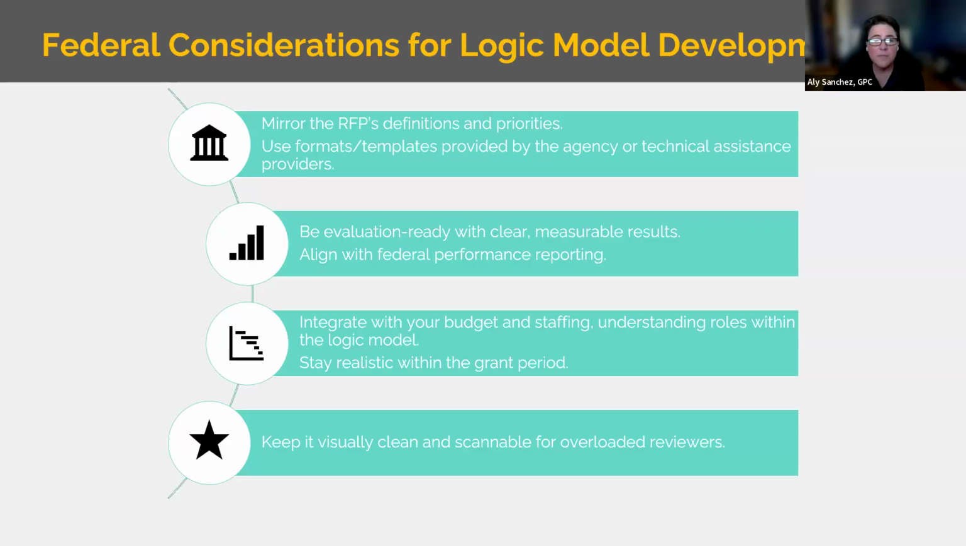We want to make sure to cross-check it with other elements. For example, are the inputs that we have aligning with our budget? Are the things in the budget that aren't appearing in our inputs in the logic model? Looking at staffing, other partner sections. And again, are we being realistic about what can be accomplished in that time frame?